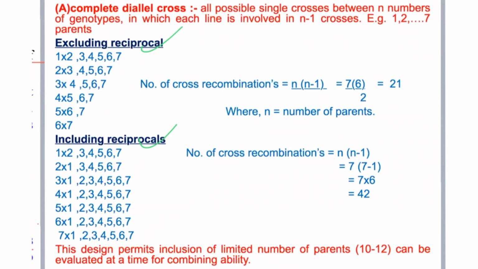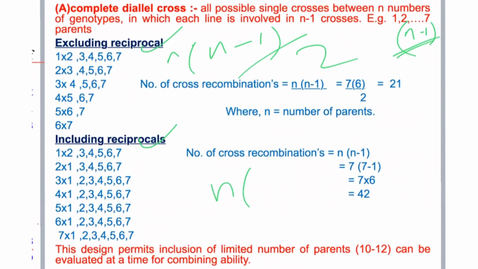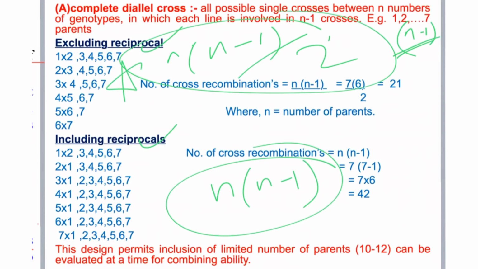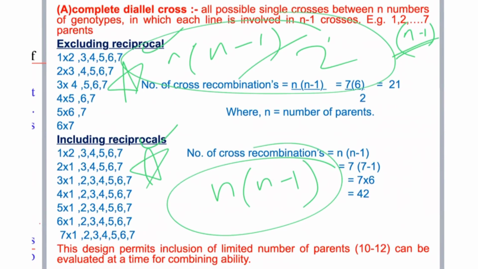The formula of complete diallel cross is n squared. It includes such crosses, where n is the number of inbred lines. Now excluding reciprocals, the formula is n(n minus 1)/2. And including reciprocals, the formula is n(n minus 1). These are very important formulas asked in exams, so please write them down and learn them. Now let's understand what is excluding reciprocal and what is including reciprocal.